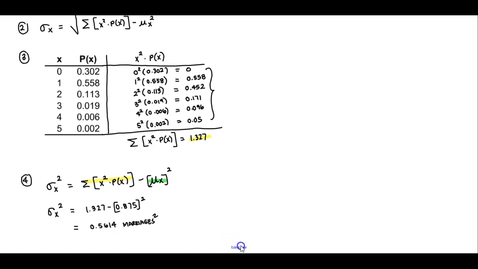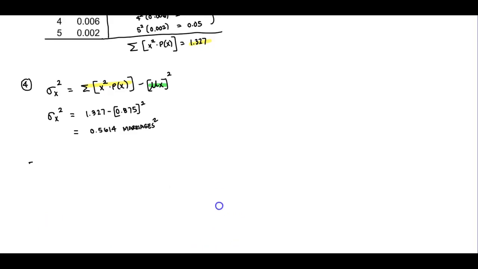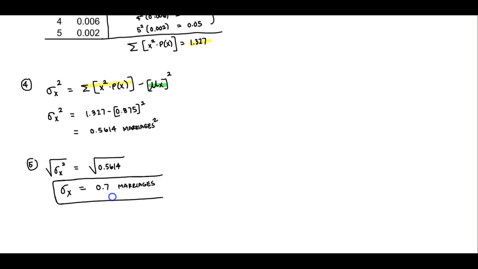Now, if we want to find the standard deviation, the standard deviation is the square root of the variance. So we want to find the square root of 0.5614. Rounding that to one decimal place, we get 0.7 marriages. So the standard deviation of the random variable x is 0.7 marriages.